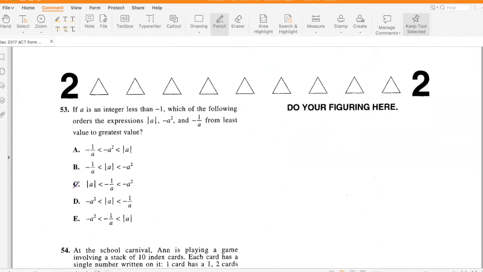If A is an integer less than -1, which of the following orders the expressions modulus A, minus A squared, and minus 1 by A from least value to greatest value? Okay, so let's say A is -2. So modulus A is 2. Minus A squared is -4. And minus 1 by A is 1 by 2, right? So then the least value is minus A squared, then you have minus 1 by A, and then you have modulus A, so E.